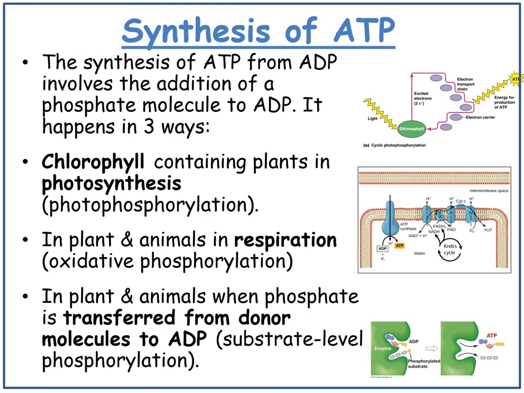Synthesis of ATP. Synthesis of ATP from ADP involves the addition of a phosphate molecule to ADP. It happens in 3 ways. Either in chlorophyll, contained in plants in photosynthesis, and this is known as photophosphorylation. In plants and animals in respiration, which is known as oxidative phosphorylation. In plants and animals when phosphate is transferred from donor molecules to ADP, which is known as substrate level phosphorylation.